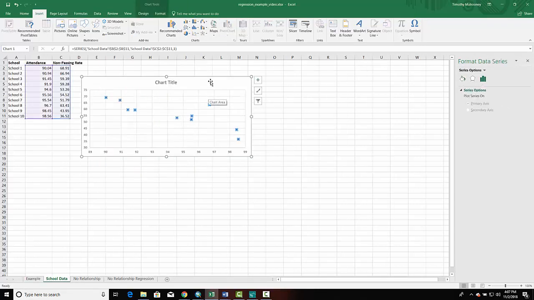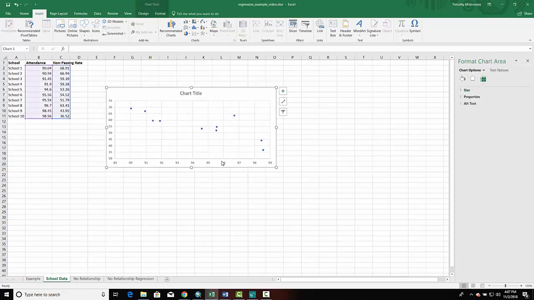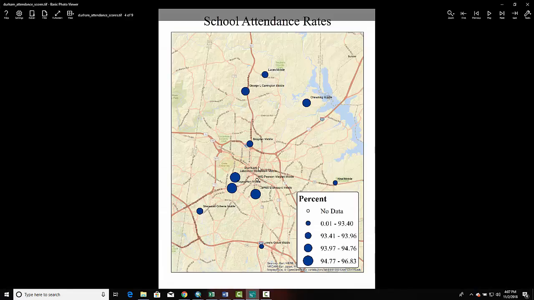I've got some information here, school data. I had a former student who looked at the relationship between school attendance rate and non-passing rates on EOG scores. She was actually a middle school teacher, and she wanted to see if there was a relationship between these. So we're going to use the data that she had for middle schools in Durham County.